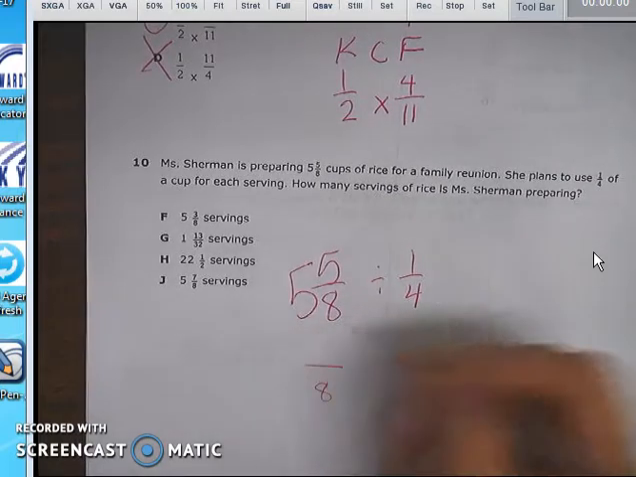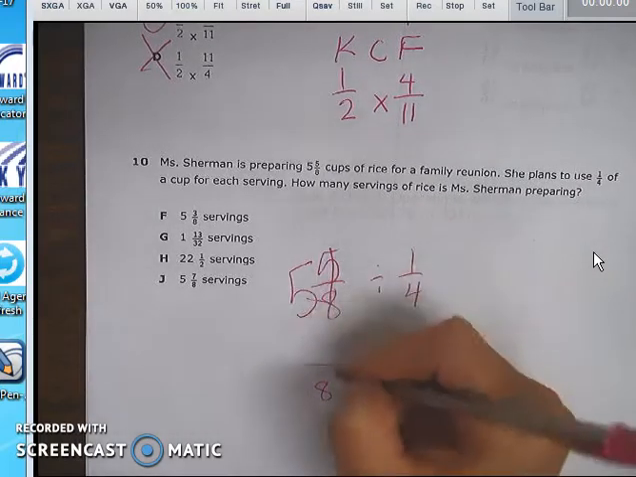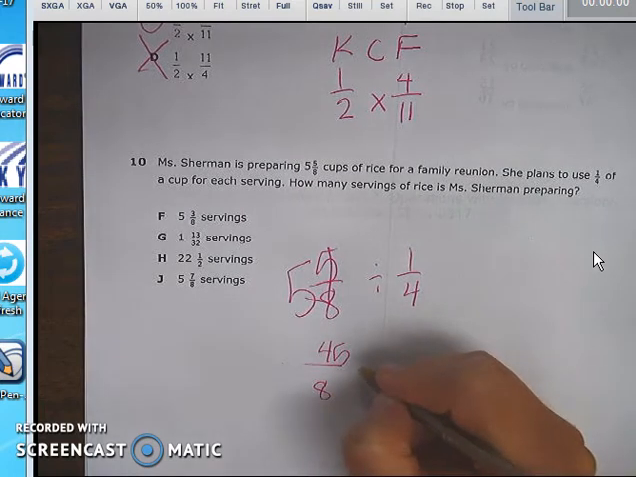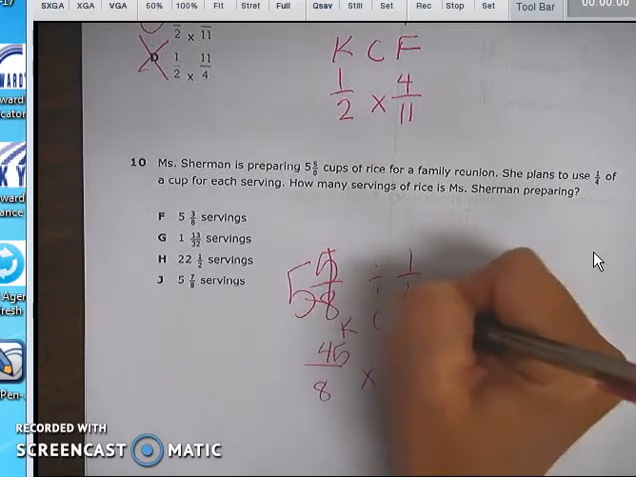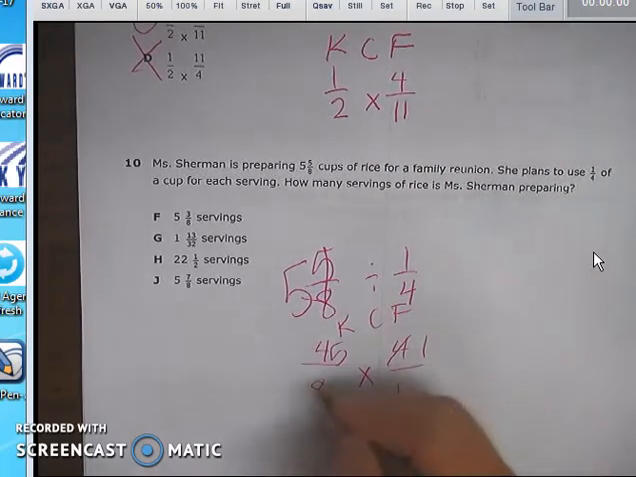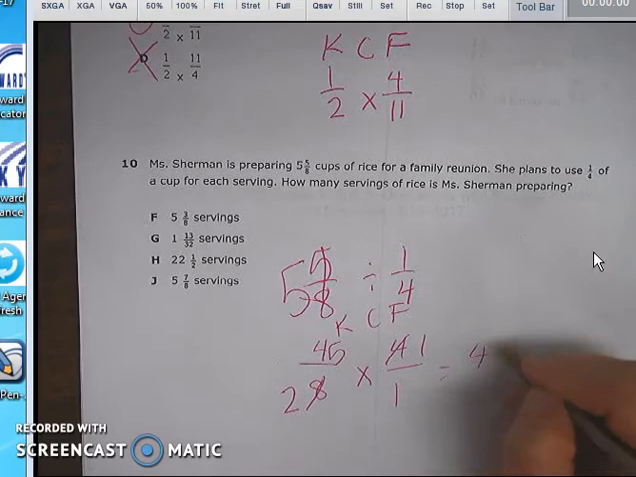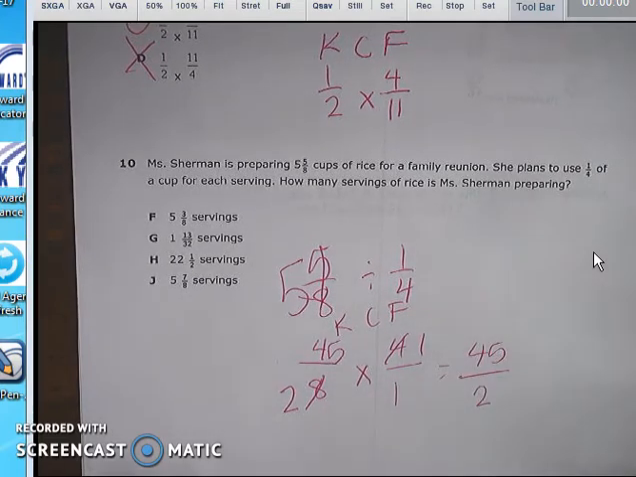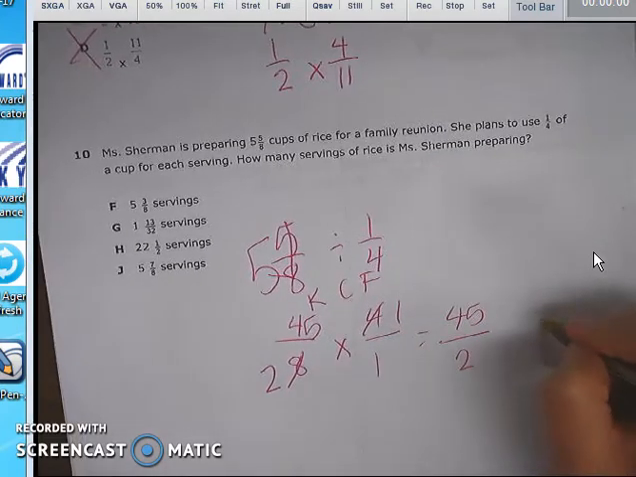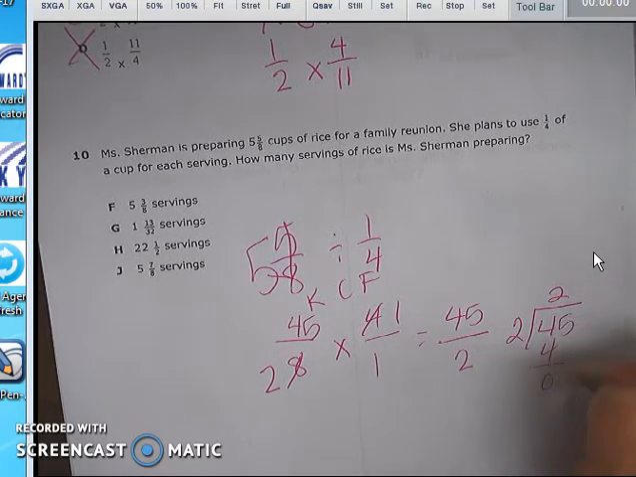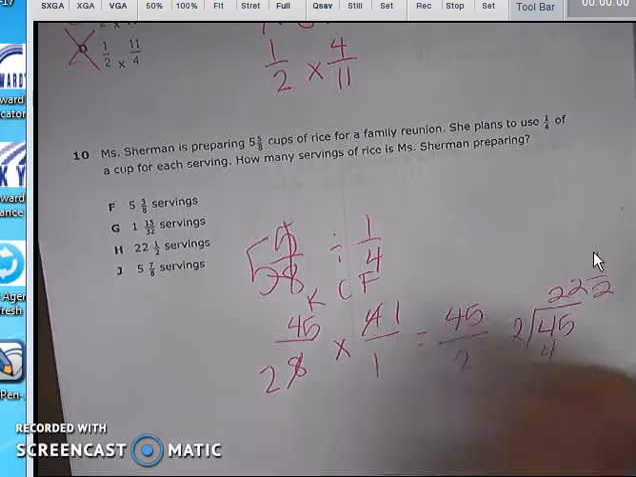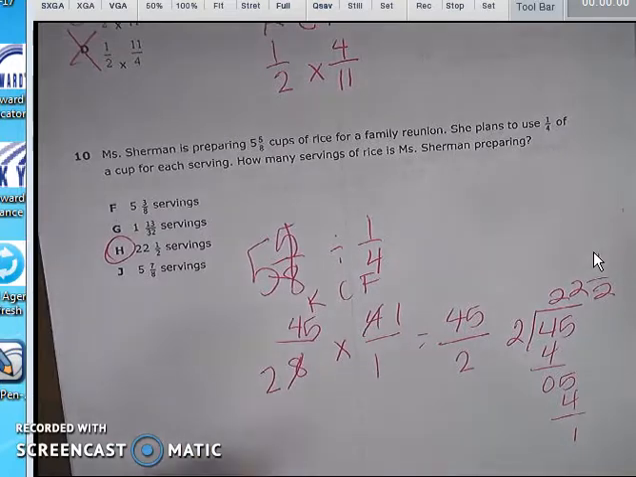Texas check here. 8 times 5 is 40, plus 5 is 45. 45/8 times 4 over 1, because you keep it, change it, flip it. Cross simplify. 45 divided by 2. That'll go in there 22 times, with 1/2 left over. Okay, so that's it.